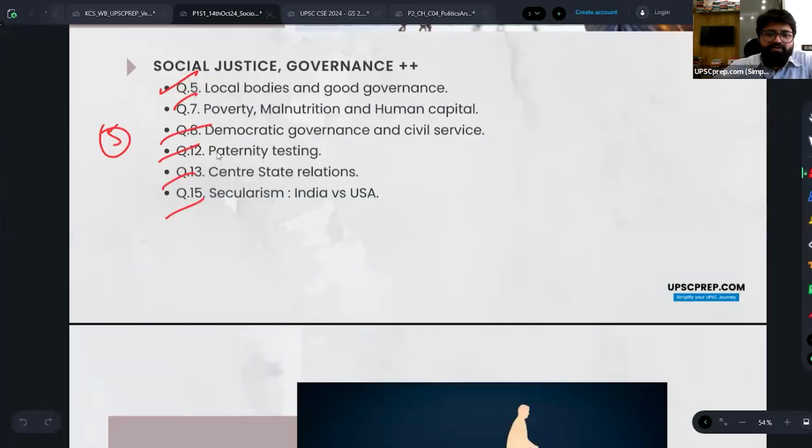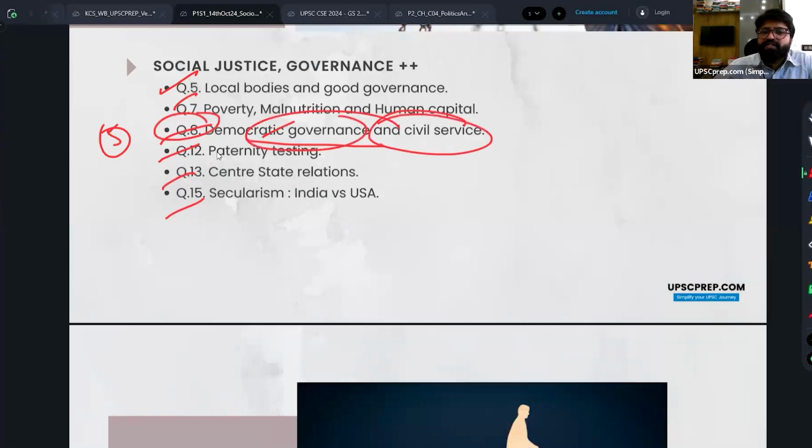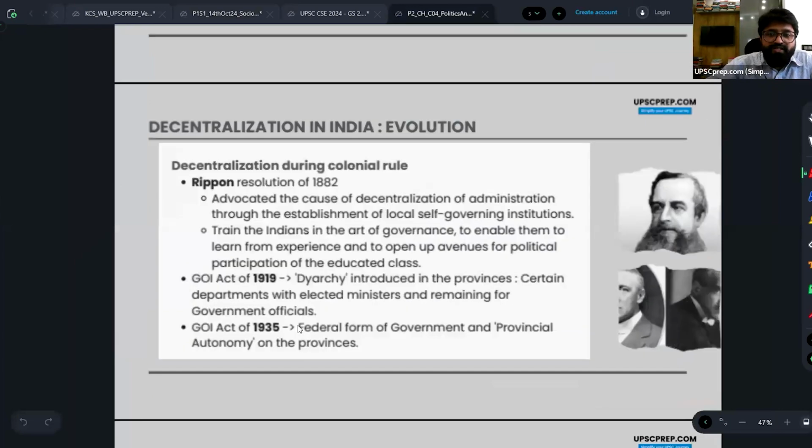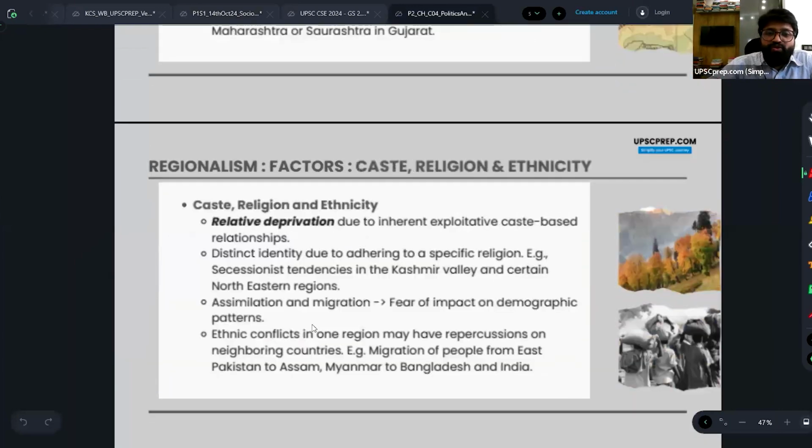So there was a question. Question number 8, democratic governance and civil service. When we discuss governance, in this chapter on politics and society, we talk about democracy. So what do you mean by democracy? And what is the role of civil servants?